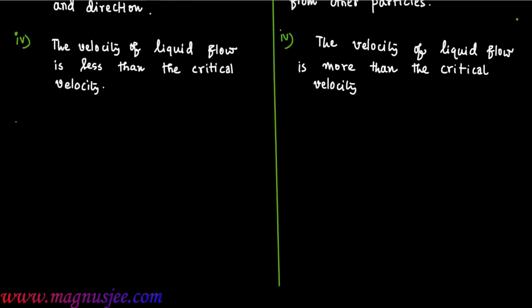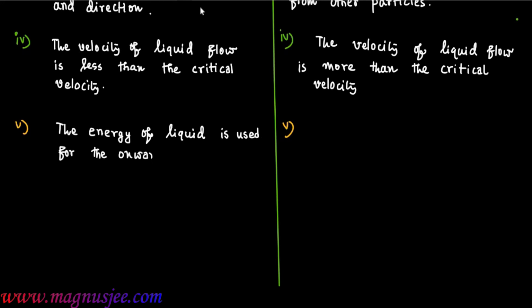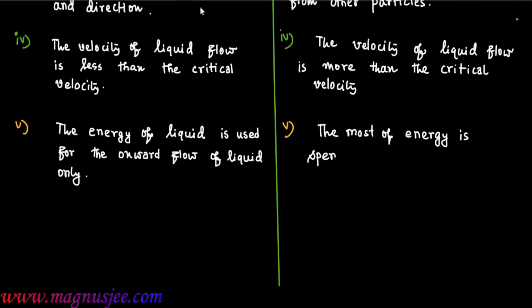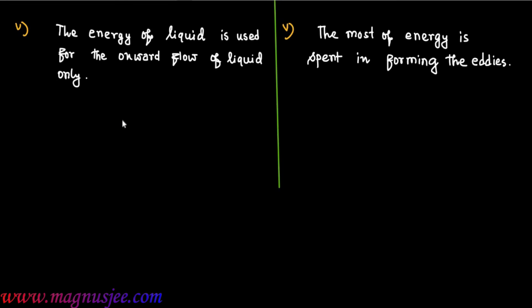Number five difference. In streamlined flow, the energy of liquid is used for its onward flow only. That means in liquid flow in the forward direction. On the right hand side for turbulent flow, most of the energy is spent in forming the eddies.